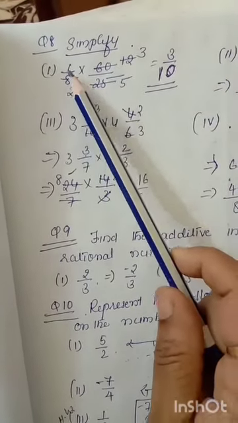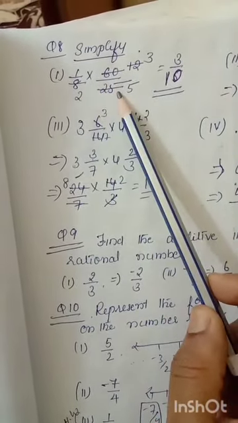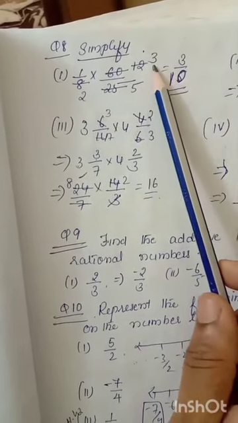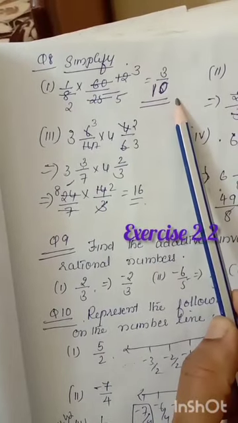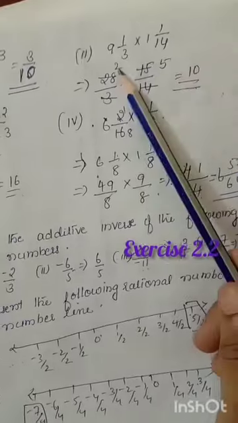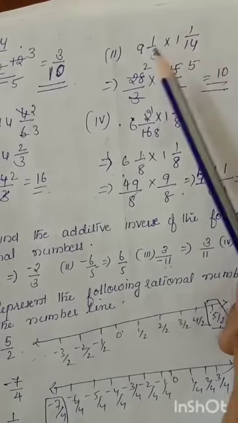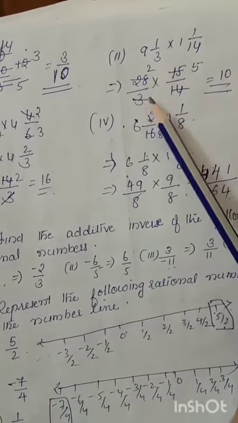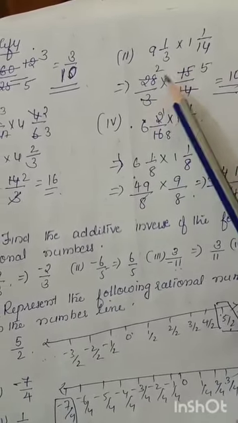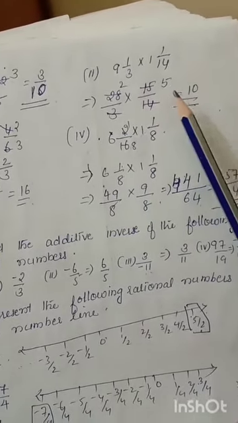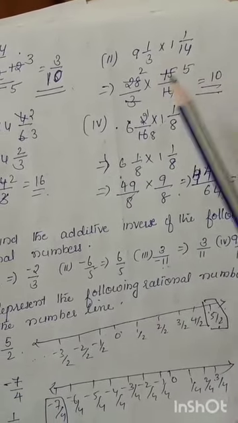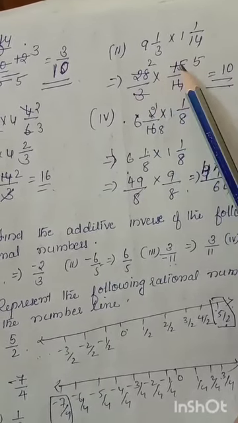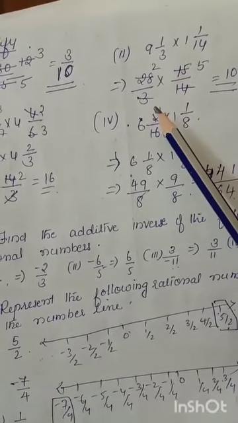Okay, see 1 by 8 into 60 by 25. You can cut out this 5 table. After cutting, you will get 3 by 10. Here a mixed fraction is given. Whenever you see a mixed fraction, you have to convert the mixed fraction into an improper fraction. After that you cut it. 7 table coming and 3 table coming, cut out. 2 5 10. When you cut out, numerator to denominator only you can cut. Never cut numerator to numerator. Denominator to denominator. Clear?